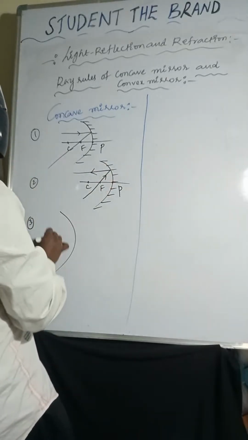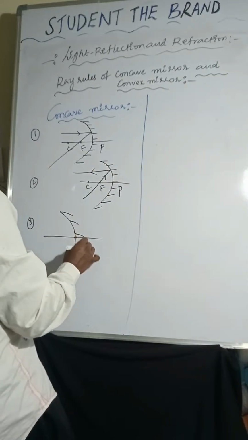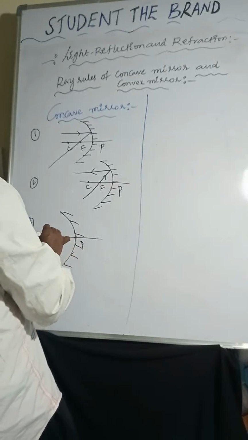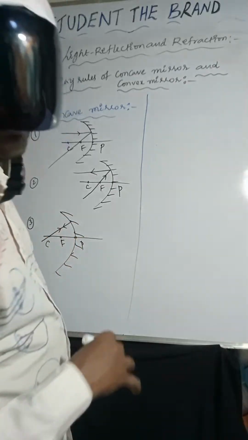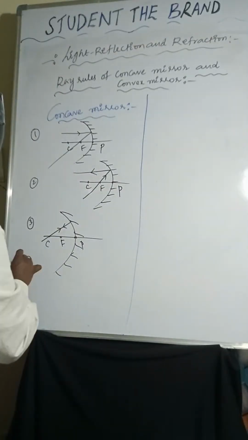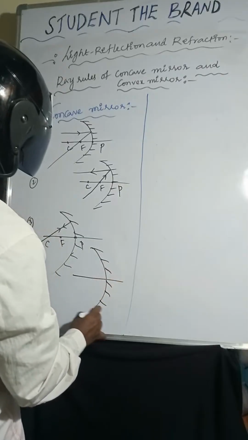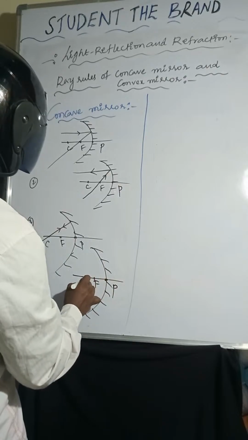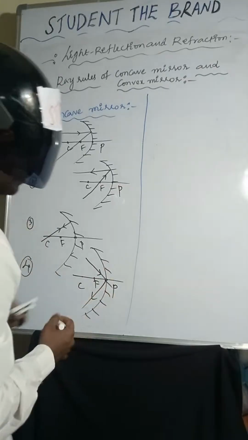Coming to the third one. Pole, focus, center of curvature. Light ray passing through center of curvature retraces its original path. Coming to the fourth one. Light rays incident at the pole will be reflected back.